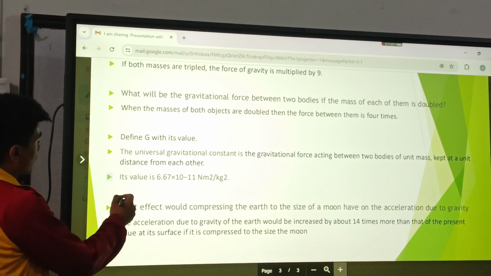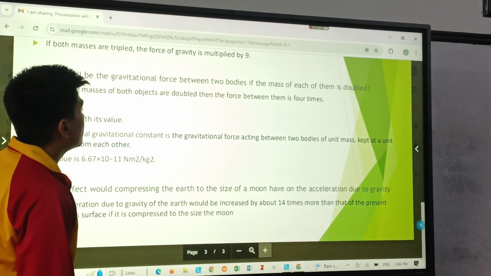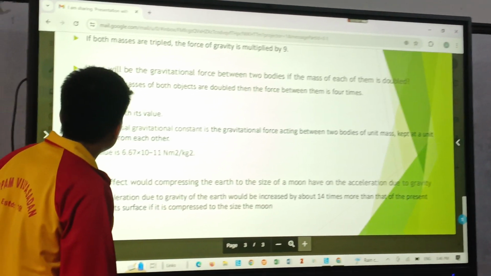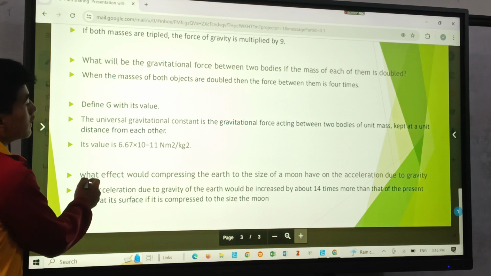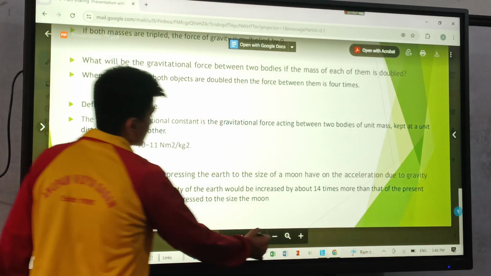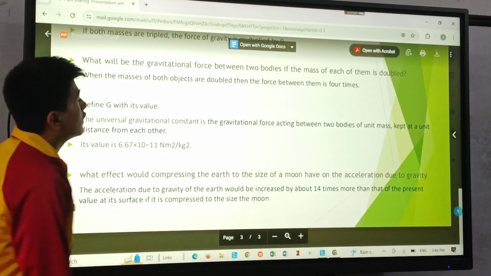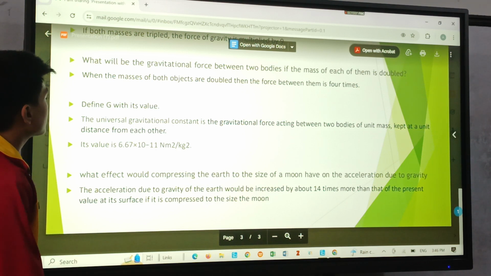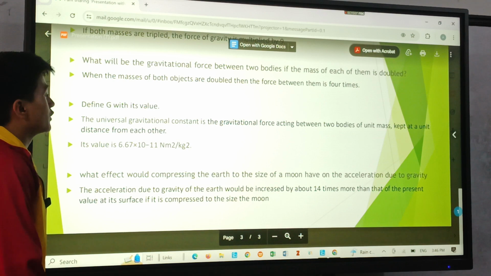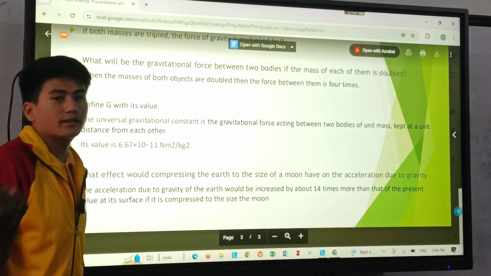And what effect would compressing the earth to the size of the moon have on the acceleration due to gravity? The acceleration due to gravity of the earth would be increased by about 16 times the present value on its surface if it is compressed to the size of the moon. Thank you and have a great day.